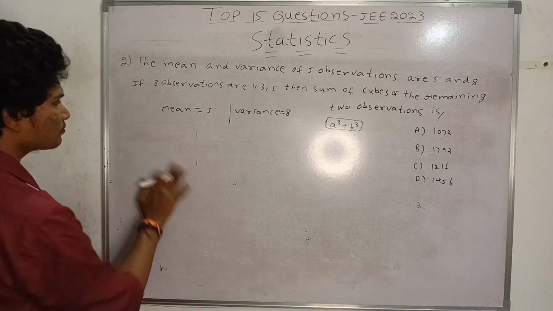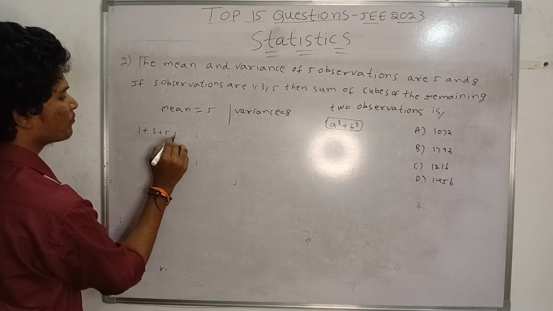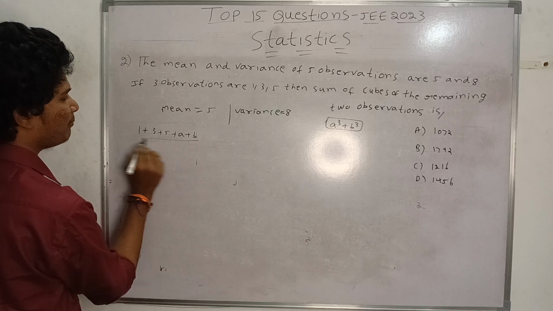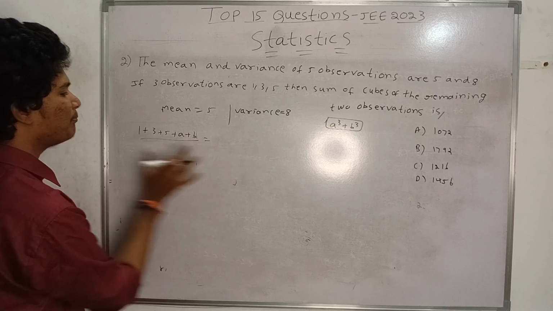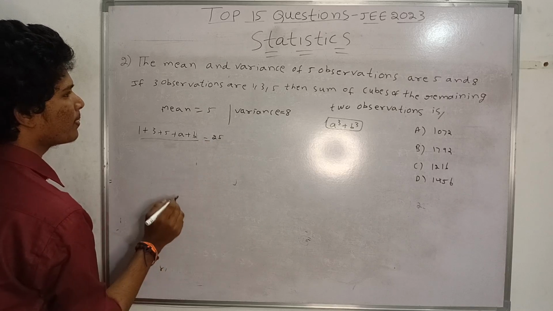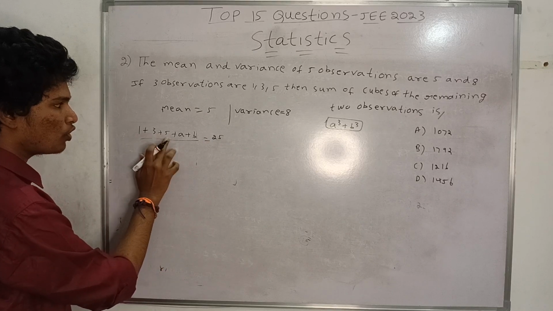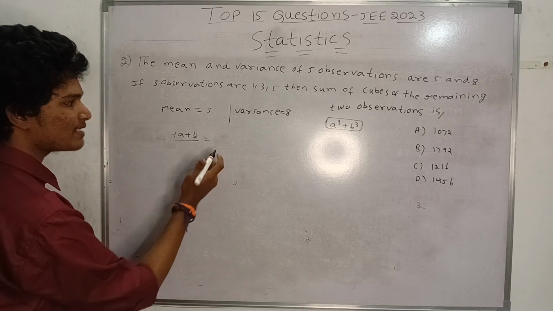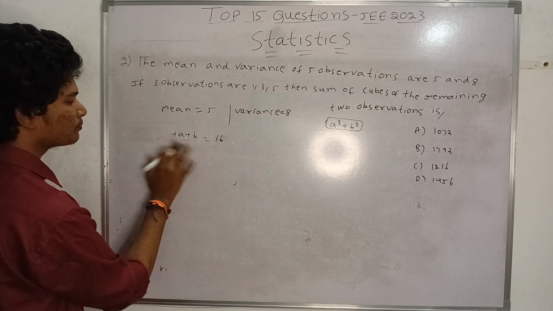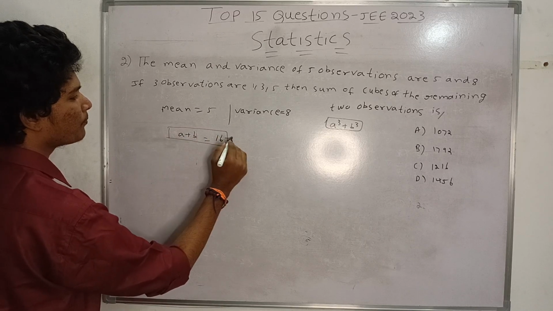So we can solve. What is mean? Mean is sum of observations, that is 1 plus 3 plus 5 plus a plus b, divided by 5, equal to 5. So what is the complete total? That is 25 here. And what is the summation of the known ones? 1 plus 3, that is 4, 4 plus 5, that is 9. So what is a plus b? a plus b equal to 25 minus 9, that is 16. This is the first important equation.